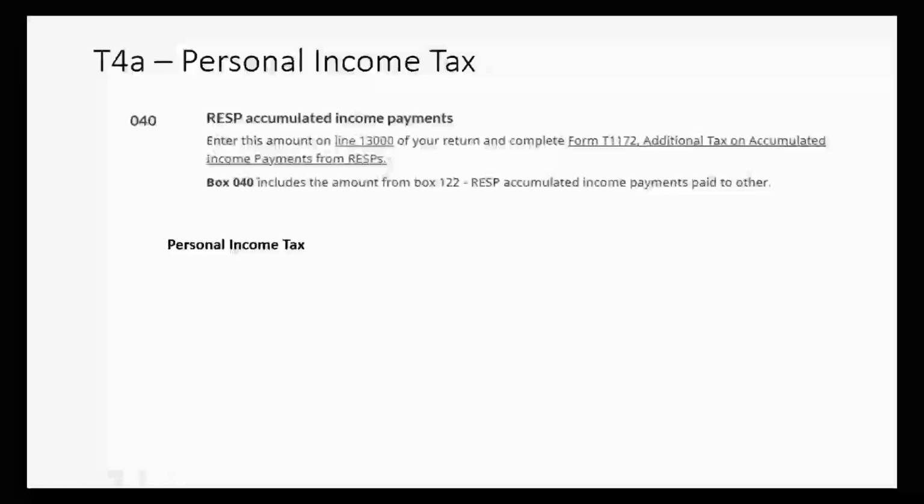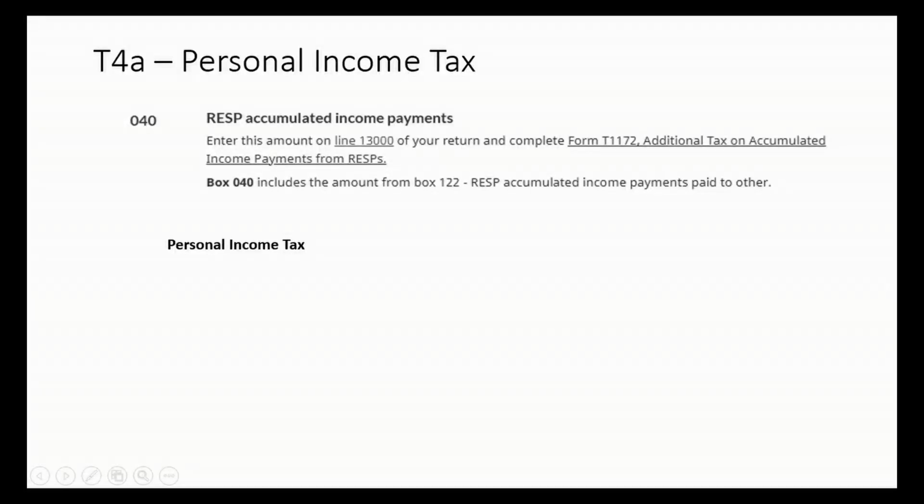Okay, code 37, we'll leave it blank. Okay, code 40, RESP accumulated income payments. Enter this amount on line 13,000 of your return and complete form T1172. Okay, so box 40 includes the amounts from box 122, RESP accumulated income payments paid to other.